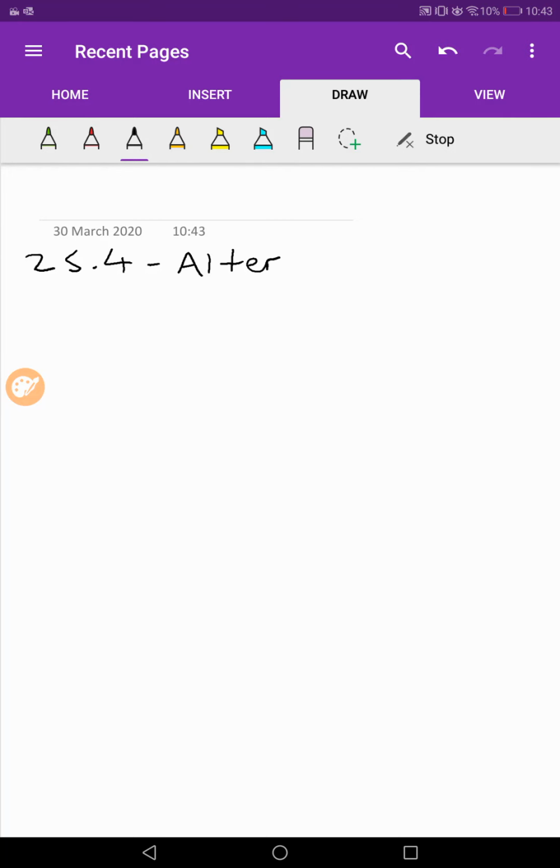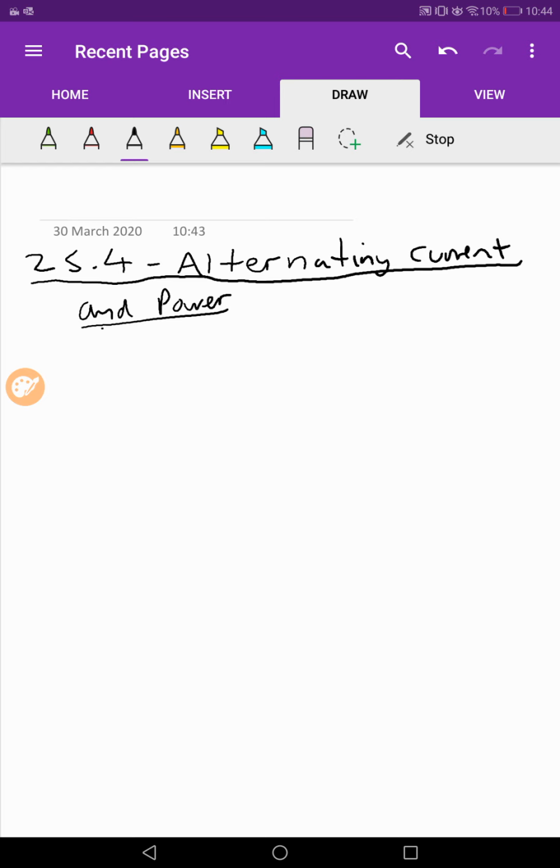Hi guys, this is a lecture about alternating current and power. So it's 25.4 in the book, and this is really leading on to what is root mean square, RMS really, and where does that come from? And that's all a bit confusing really. So, what is RMS is what we're getting on to, and how do we get that, and why is it important?